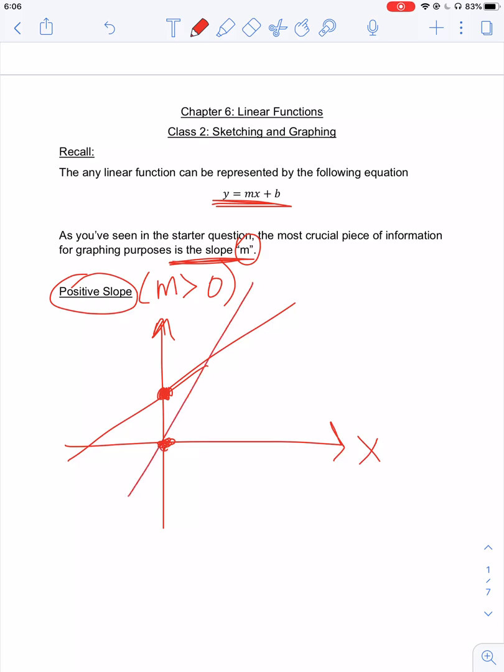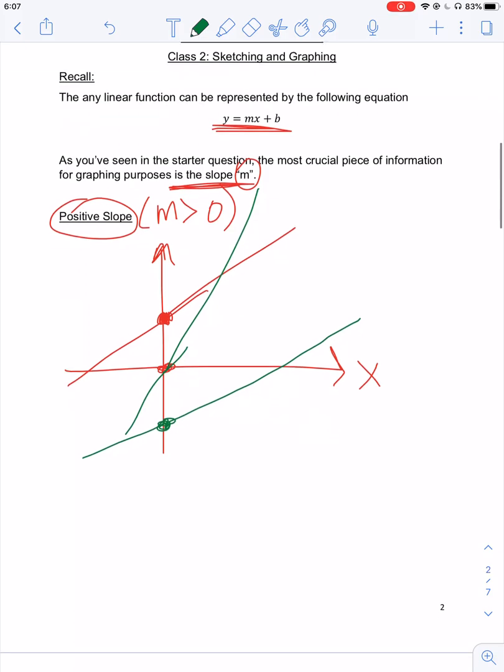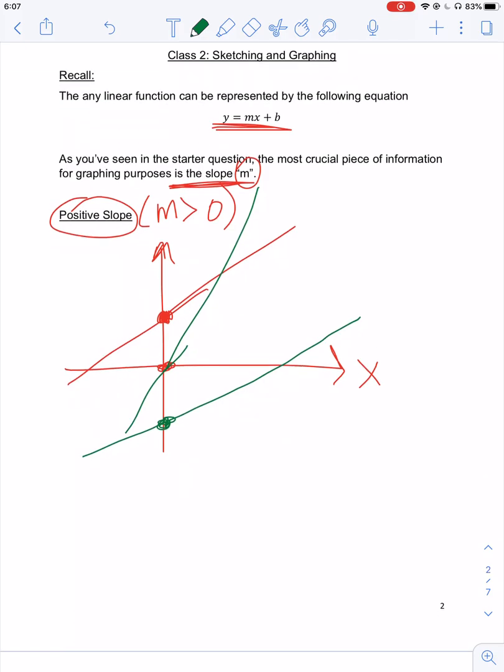Some of them might rise more rapidly, like the second one. Maybe let me use a different color. The second one rises more rapidly, but it's still rising. And the third one, let's say over here, slope is positive, so it's still going to rise, maybe a little slowly, but it's still rising. So the conclusion is that positive slope means your function will rise.